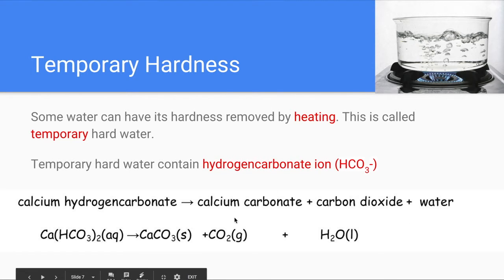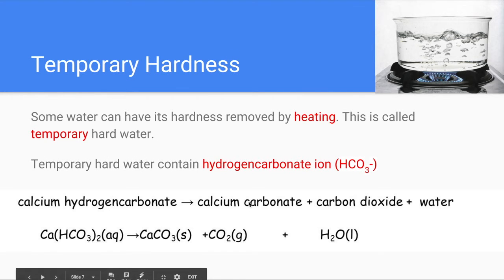And this calcium carbonate that's formed, we call this scale or lime scale. And this is also a white precipitate. And because it's a precipitate, it settles out of the water, and that's why it's no longer in the water. So that's why the water is now soft, not hard. Because hard water contains calcium ions. If they're removed, the water is now soft.